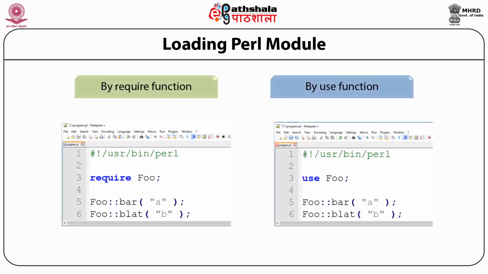To load a Perl module, Perl has given two inbuilt functions, which are require and use. The syntax of the function is, for require, require and the package name. Here it is Foo. And to access a function of the package, we need to write the package name, then the double colon, then the object name or the function name of the module. For example, Foo::bar or Foo::black.